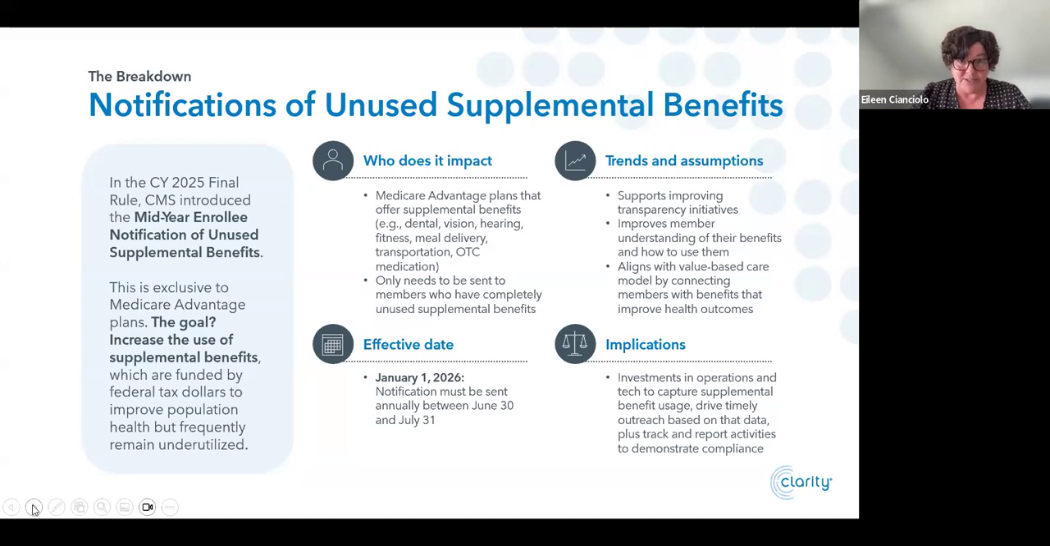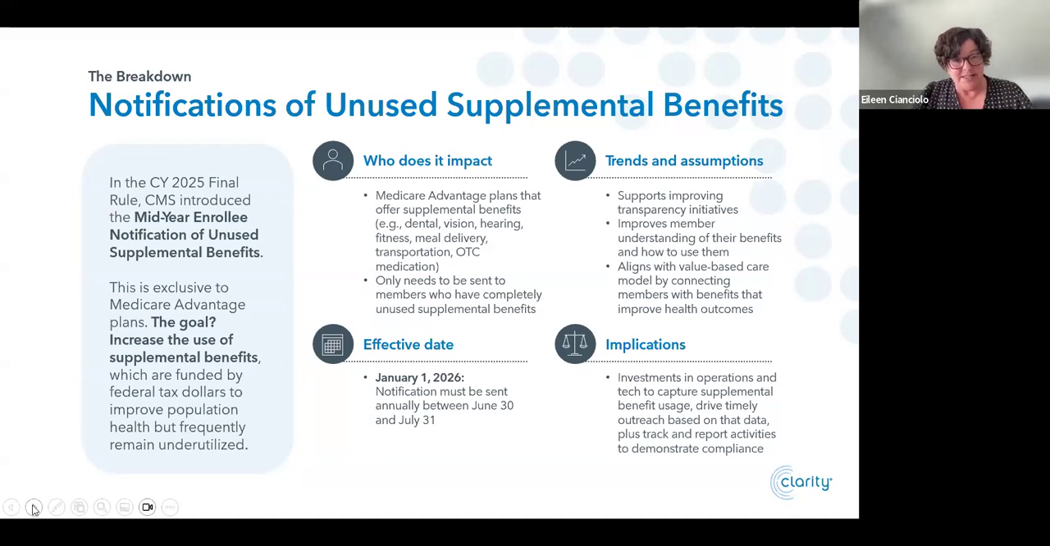Upwards of 23 for some, and almost all of the Medicare Advantage plans have some type of supplemental benefit that is offered. Right? These are benefits that are funded through US tax dollars, and it's intended to improve the individual's health. And unfortunately, one of the facts is that they are very, very underutilized.